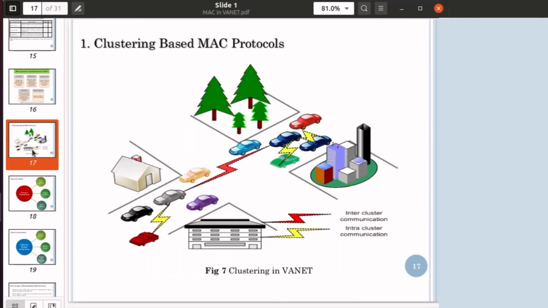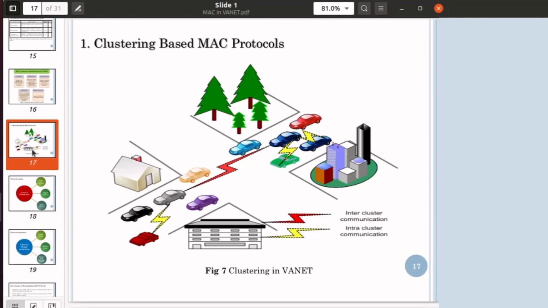Okay, so let us discuss all the types of MAC protocols in detail. First one is clustering based MAC protocol. Researchers have been working on clustering based MAC protocols for about a decade now. There are lots of clustering based MAC protocols related to VANET that have been proposed. However, there may still be some scope left in this area.